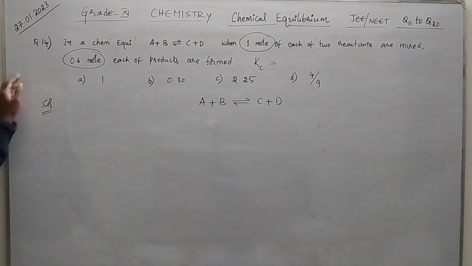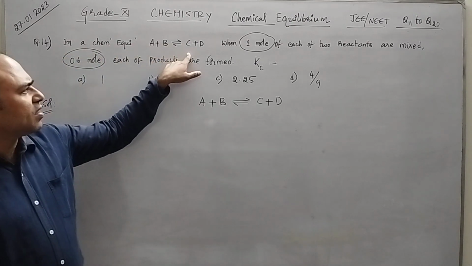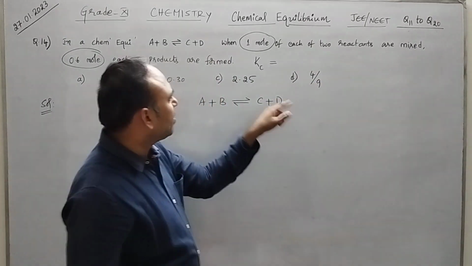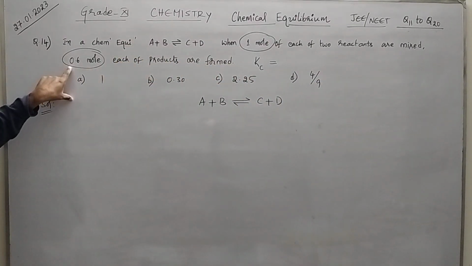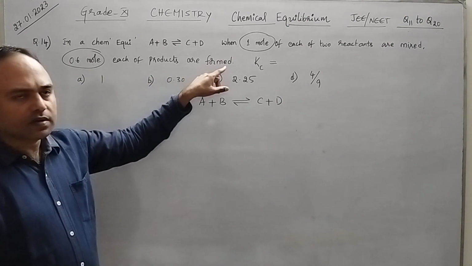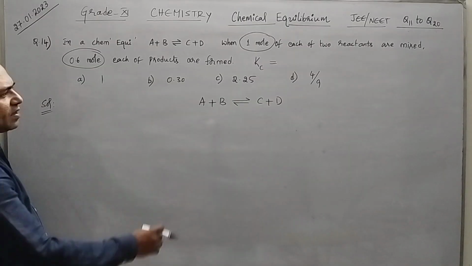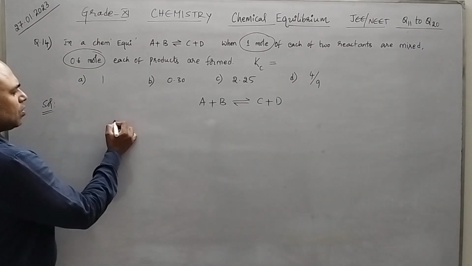Next, question number 14. They have given, in a chemical equilibrium A plus B gives C plus D, when 1 mole of each of 2 reactants are mixed. So they have taken 1 mole of reactants, and you will get 0.6 mole of the products. Find equilibrium constant Kc. So first let us write the equation here. A plus B gives C plus D. Now what is given?